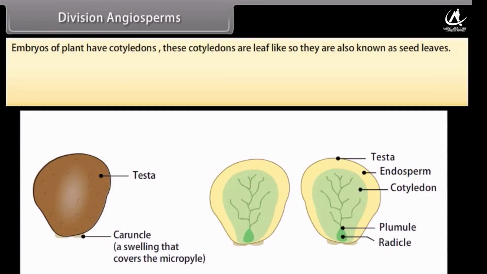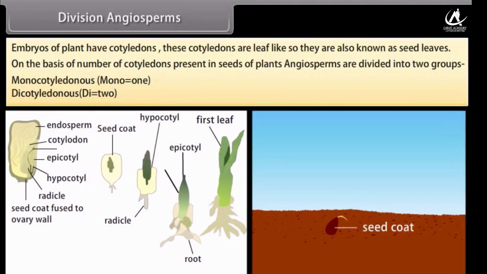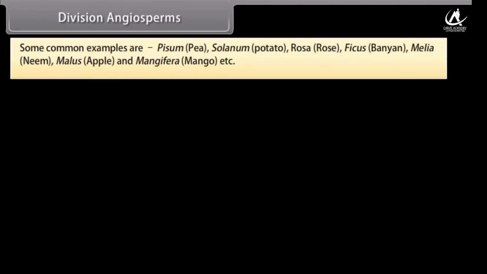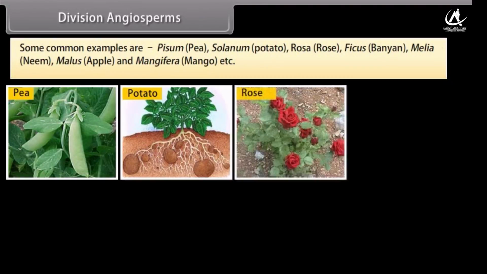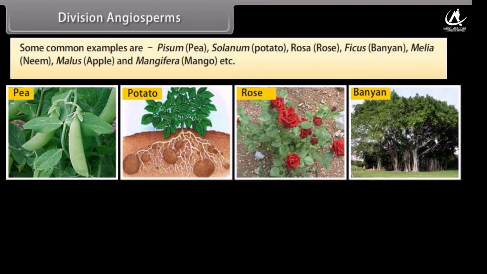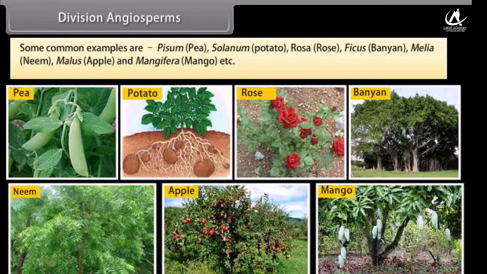Embryos of plants have cotyledons. These cotyledons are leaf-like, so they are also known as seed leaves. On the basis of the number of cotyledons present in the seeds of plants, angiosperms are divided into two groups: monocotyledonous, mono is 1, and dicotyledonous, di, which is 2. Some common examples are Pisum, pea, Solanum, potato, Rosa, rose, Ficus, banyan, Melia, neem, Malus, apple, and Mangifera, mango, etc.